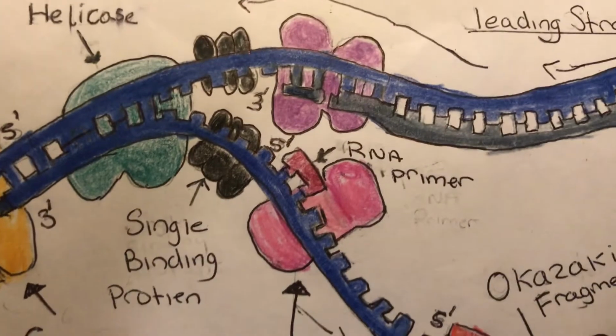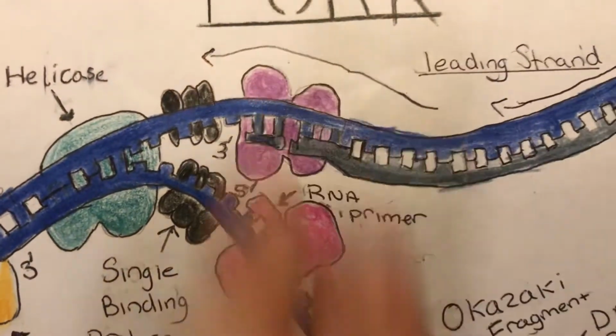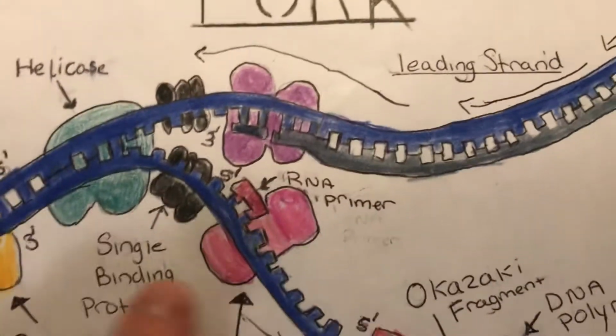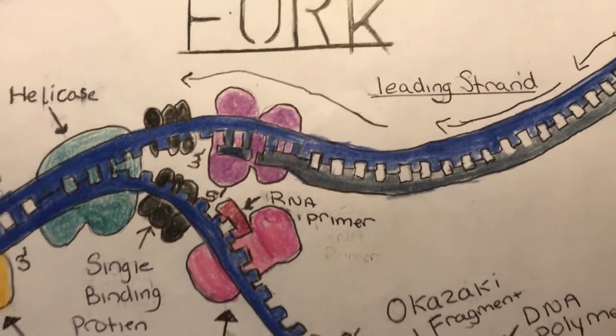Another issue is that these 2 single strands are very unstable and want to connect back to one another. So single-strand binding proteins, as seen here, bind to the single strands and prevent this from happening, stabilizing them.